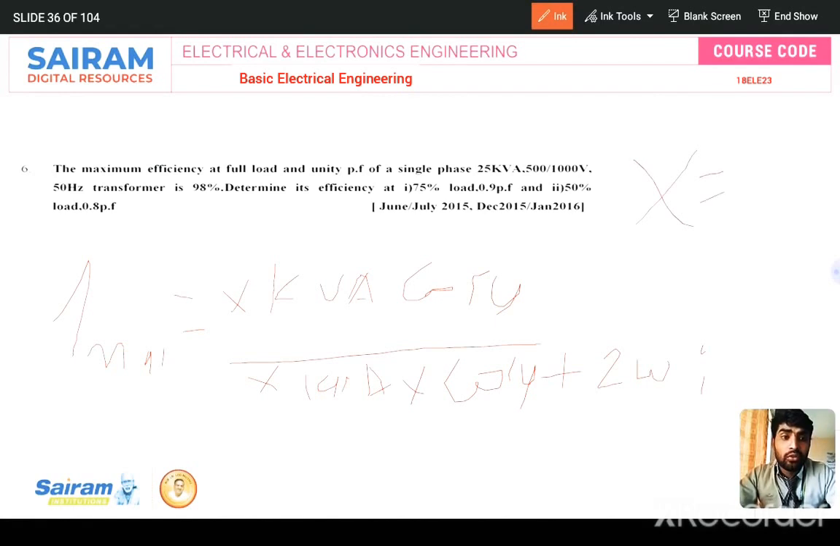I can take x is equal to 1. Just substitute x is equal to 1 here. The kVA they have given is 25 kVA, so 25 into 10 raised to 3 you should substitute. And cos phi is given, unity power factor, which is 1.